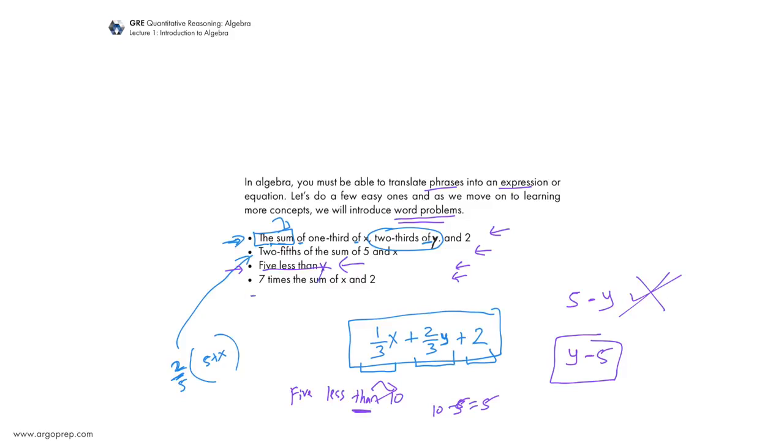The last one here is 7 times the sum of x and 2. This one is straightforward. So the sum of x and 2 is just x plus 2. And if we're going to times that by 7, I can just put this in parentheses and put 7. So this now translates properly to this phrase over here.